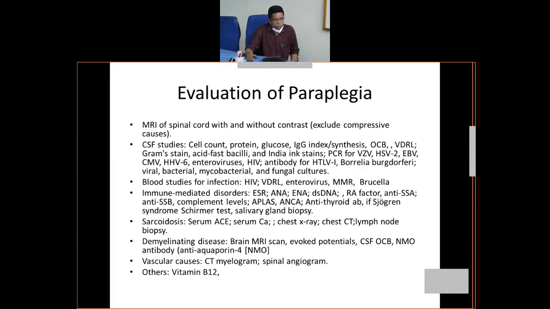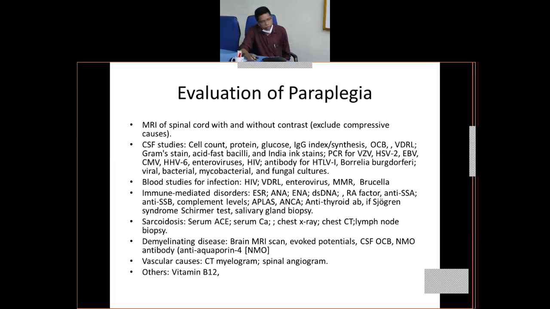For sarcoidosis, you have to ask for ACE inhibitor, ACE enzyme, serum calcium, X-ray, CT, lymph node biopsy. For demyelinating disease, you have to go for MRI brain, then evoked potentials, then CSF oligoclonal bands, and then sometimes anti-aquaporin antibodies. Then to rule out vascular cause, you have to look for CT angiography, myelogram and spinal angiogram, and others like vitamin D, B12, and so on for specific conditions.